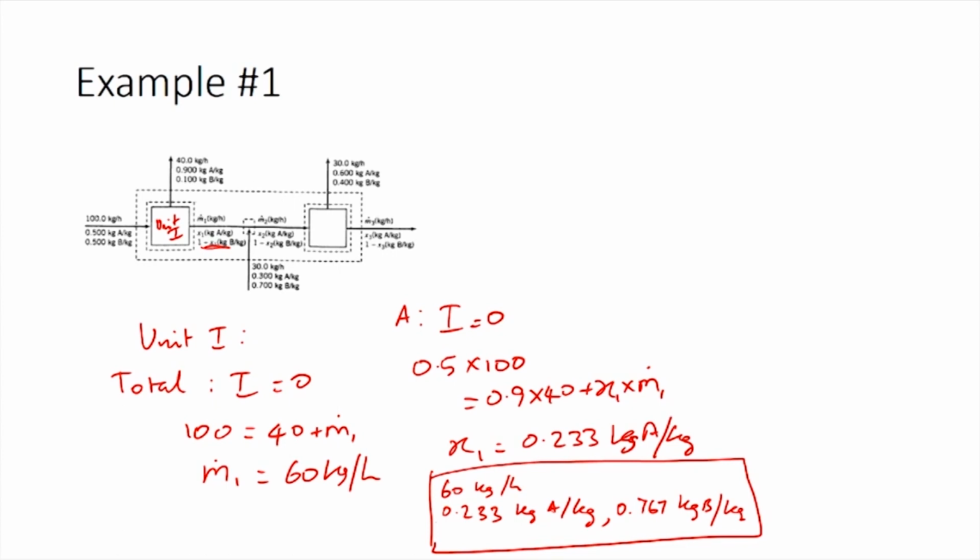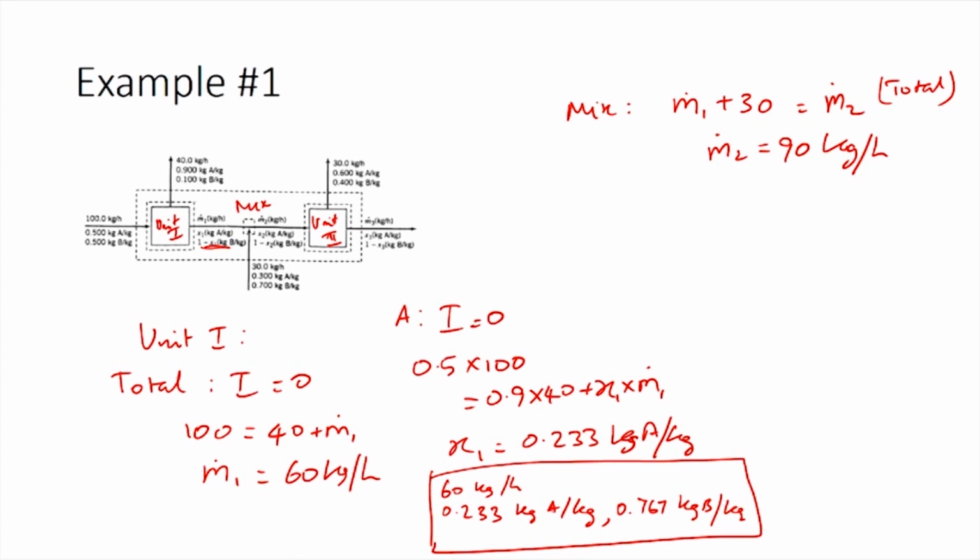Now, we need to calculate the information for product stream 2. For that we could either write a balance equation for unit 2 or we could write a balance equation for the mixing point. Either of these would give us the information about product stream 2. Here I have chosen to write the balance equation for the mixing point. Using the mixing point, we have M1 dot plus 30 kilograms equals M2 dot as the total balance. From here we already know M1 dot. So, we can calculate M2 dot as 90 kilograms per hour.